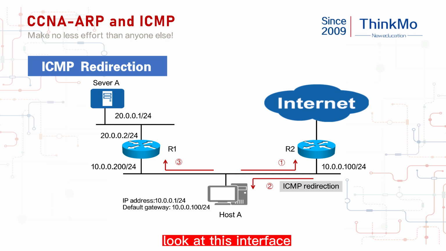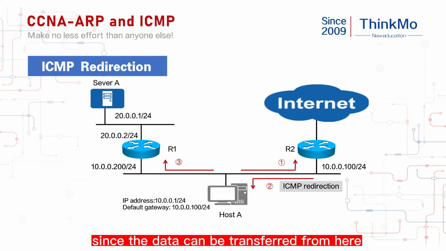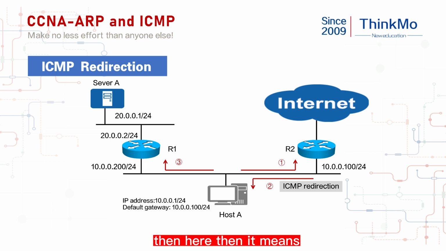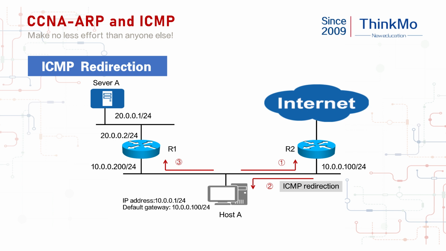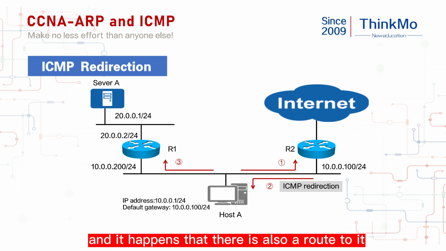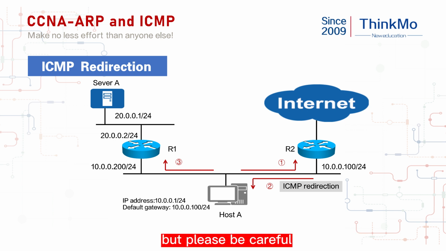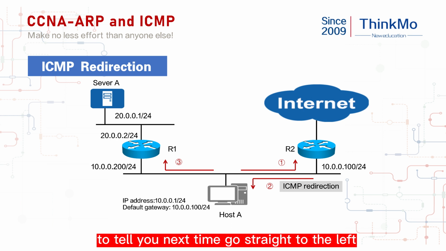Look at this interface. Since the data can be transferred from here, then it means that the router can go directly to this. Also in the same paragraph. And it happens that there is also a route to it. But please be careful. It is only for one destination like this. To tell you next time, go straight to the left.